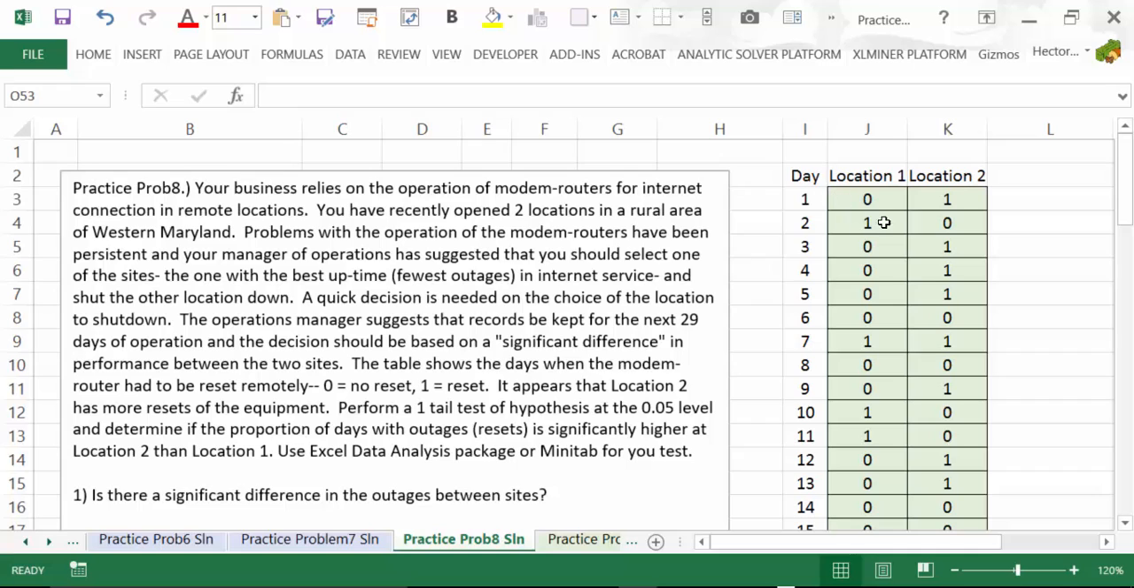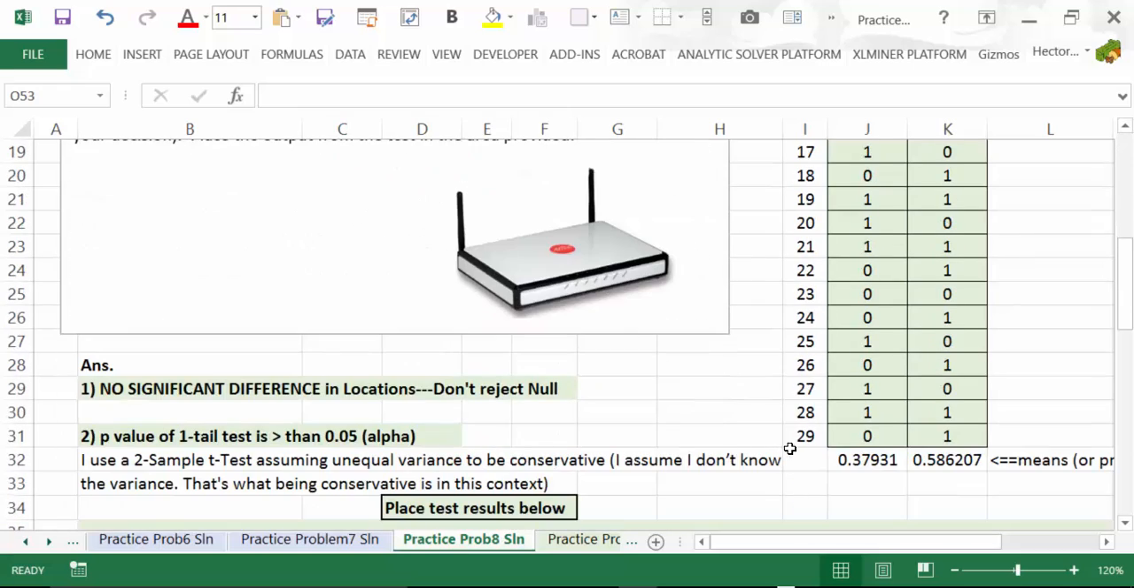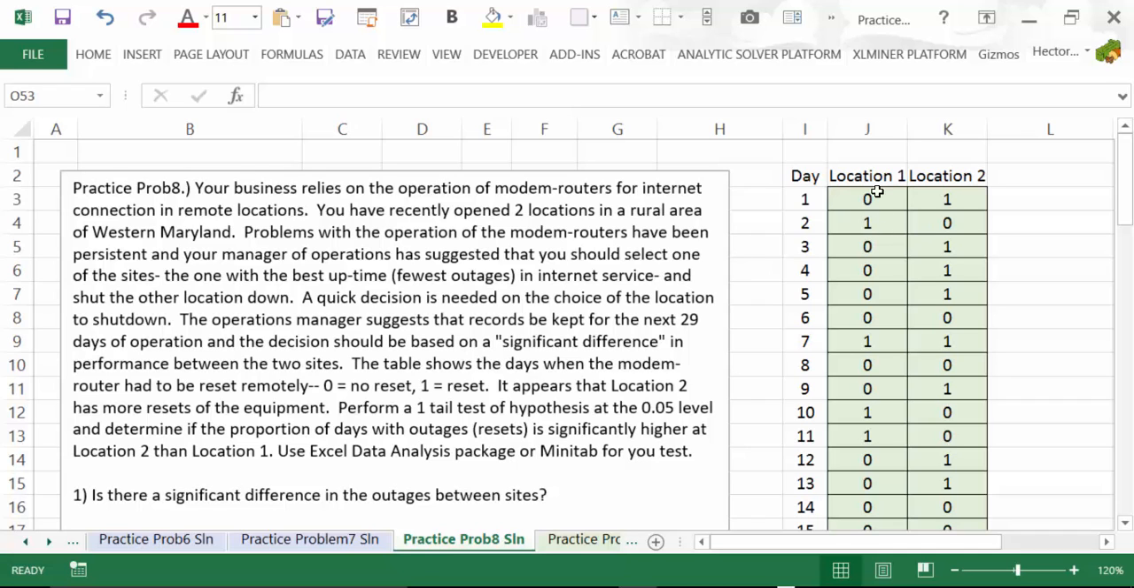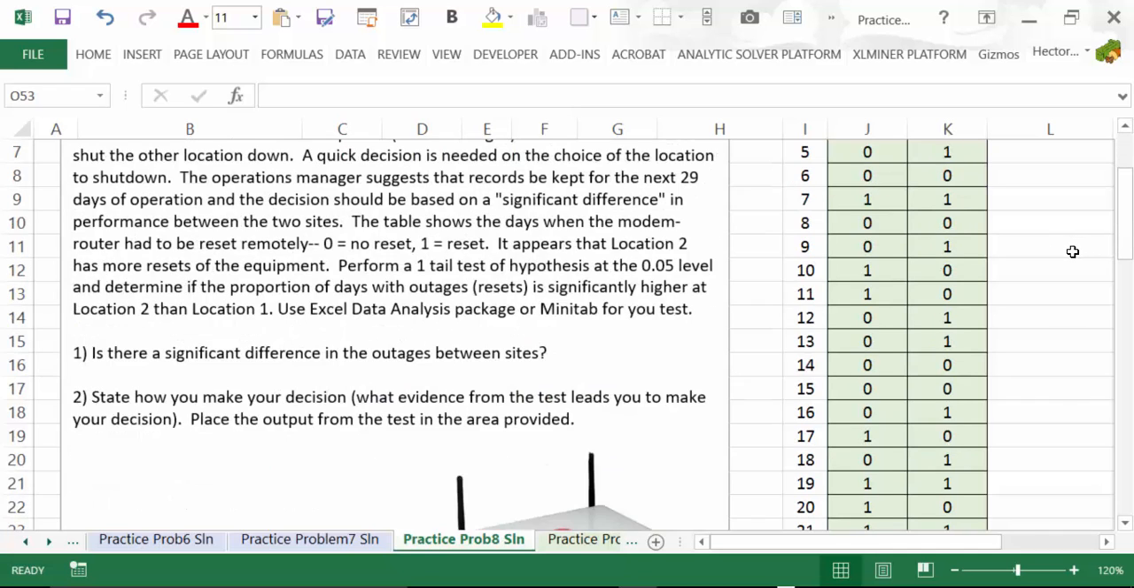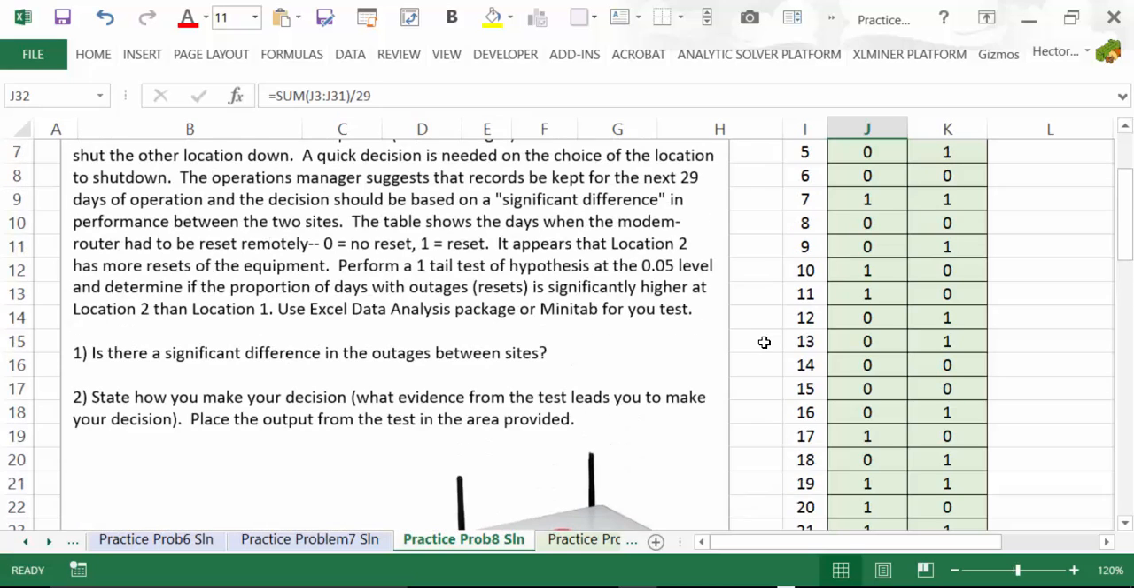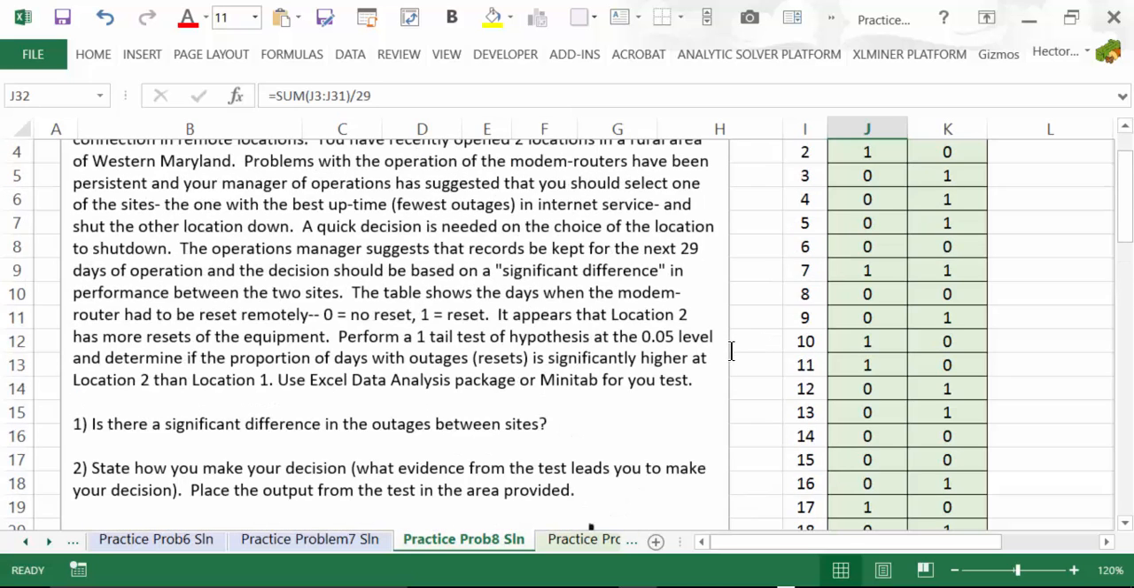These numbers 0 and 1 indicate whether or not there was an outage on a particular day. There are 29 days that are recorded. 1 indicates an outage, 0 no outage, and we're looking at the proportions of these two locations to see if there's a difference between the two. Here's one proportion, here's the other, location 1, location 2. So let's do this two sample test of proportions and see if there's a significant difference.